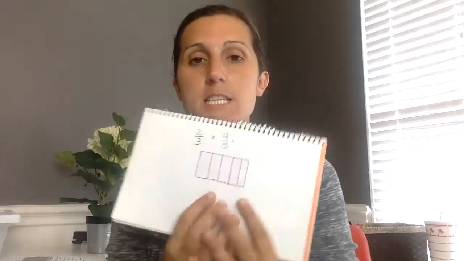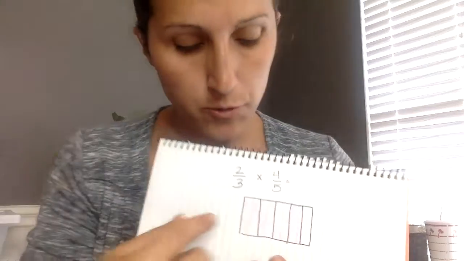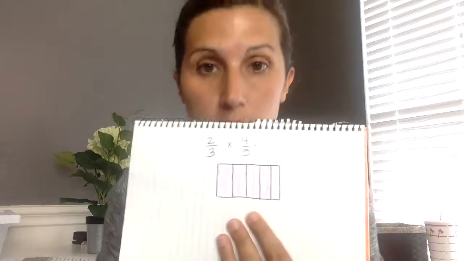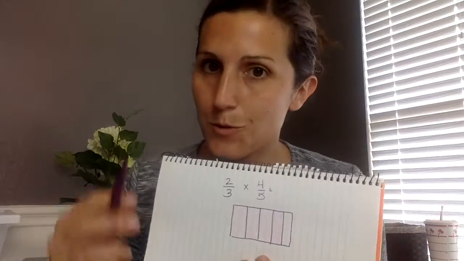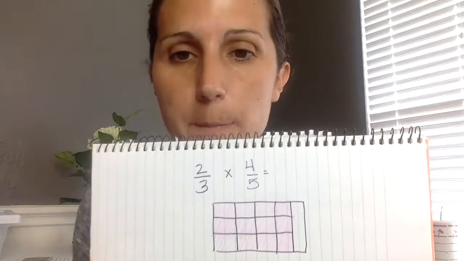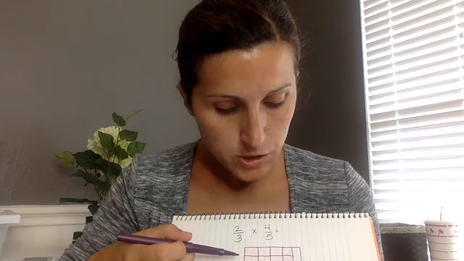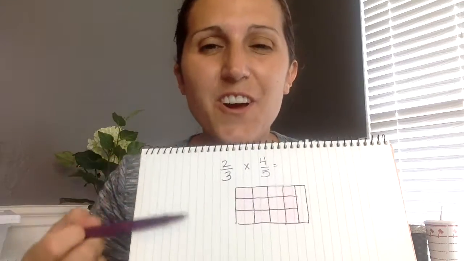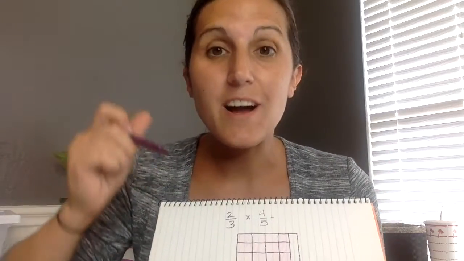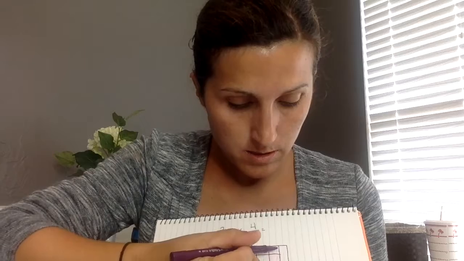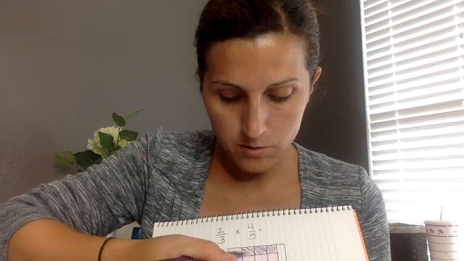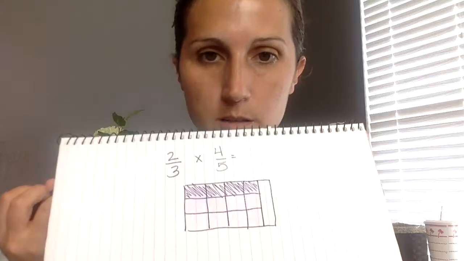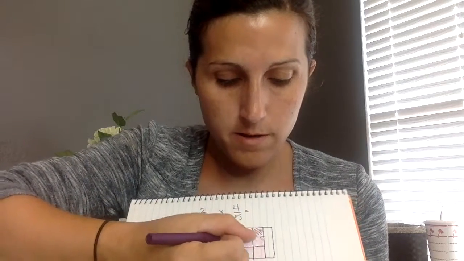So this is kind of like my new whole. Okay? This is the size of the group. The size of the group is 4/5. Now, how many of the group are there? It's 2/3. So I have to divide it up because remember, when we're multiplying by a number less than 1, our pieces get smaller, not bigger. So I've divided it into 3 equal pieces. I'm going to color in 2 of those pieces. There's one piece, and there's my other piece.